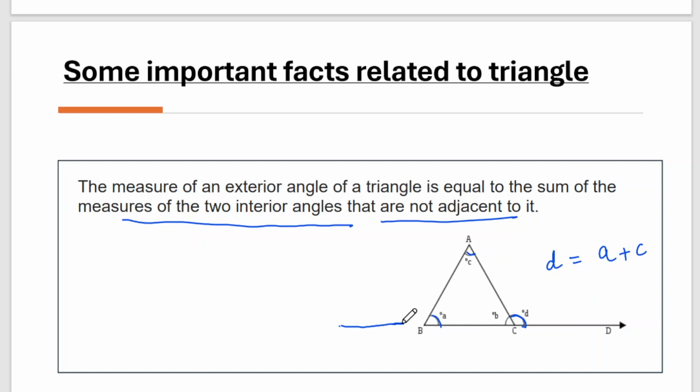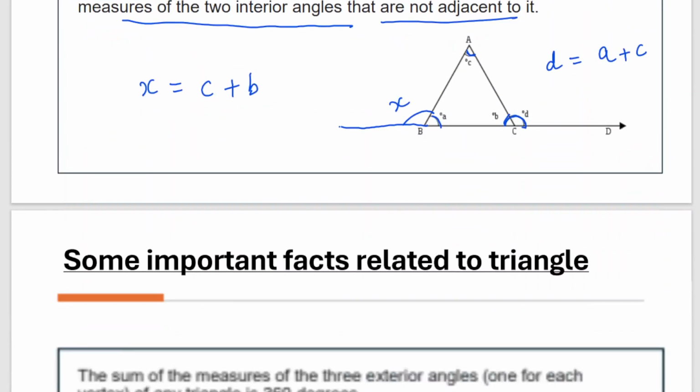If I give you one question and I ask you what is the value of x, then x will be equal to the sum of C and B. Okay. Got the point? So always remember, the exterior angle of a triangle is equal to the sum of measures of the two interior angles that are not adjacent to it.